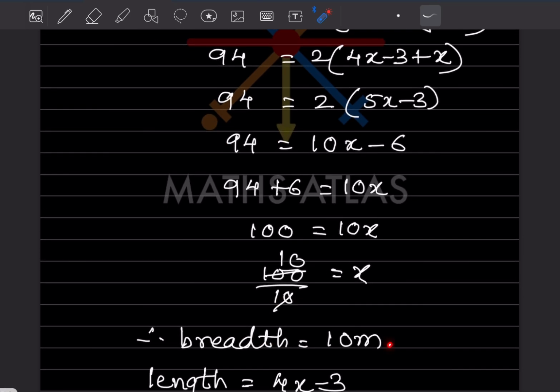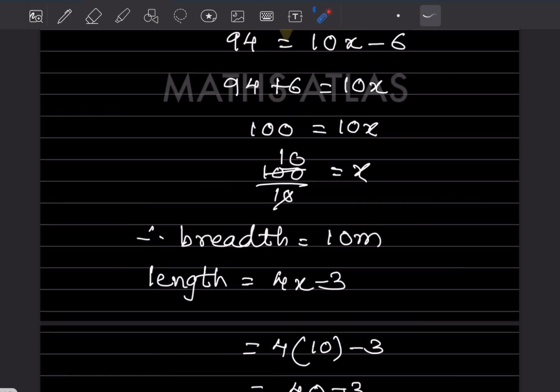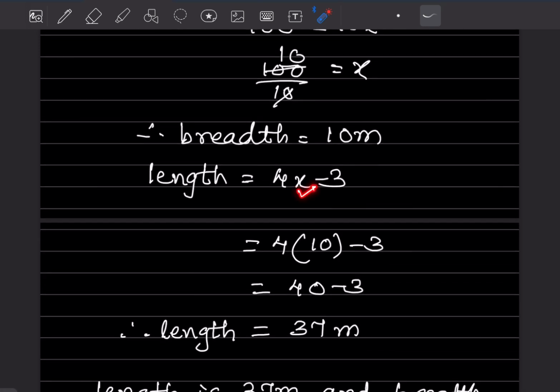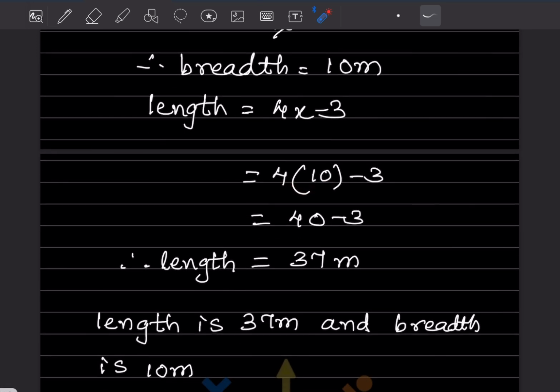So breadth is 10 meter and the length is going to be 4x minus 3. So 4 into this, in place of this x we will put 10, minus 3, so that is going to be 40 minus 3, and length is 37 meters. So we can write here length is 37 meter and breadth is 10 meter.